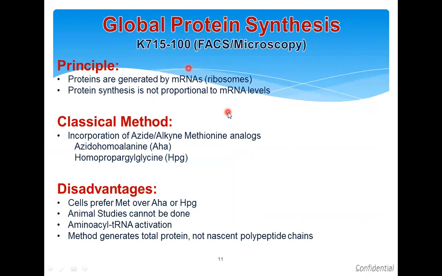Okay, so now the next kit we have for click chemistry reaction based is for studying global protein synthesis, which is your K715, and the readout is via either FACS or via microscopy. What's the principle? In general, proteins are generated by mRNAs, via the ribosomes, and protein synthesis is not always proportional to mRNA because degradation always happens.